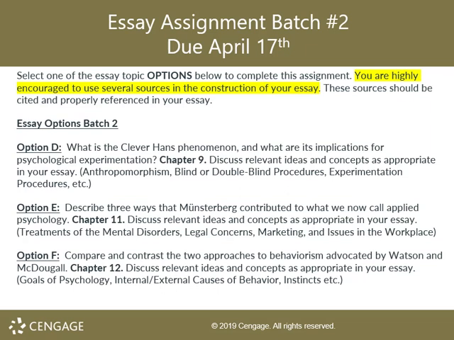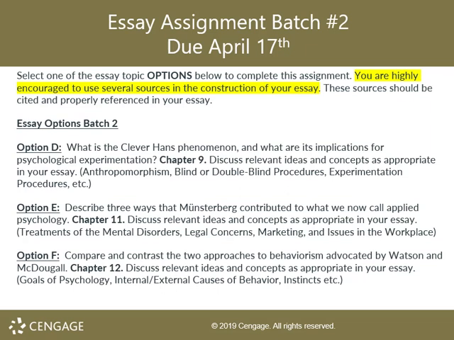So here are some of the options. Option D, I don't know why I had D, I think the last one ended at C. Option D: What is the Clever Hans phenomenon and what are its implications for psychological experimentation? This was covered primarily in Chapter 9. Discuss relevant ideas and concepts as appropriate in your essay. We can also look at things such as anthropomorphism, blind and double-blind procedures, experimentation procedures, and so on.